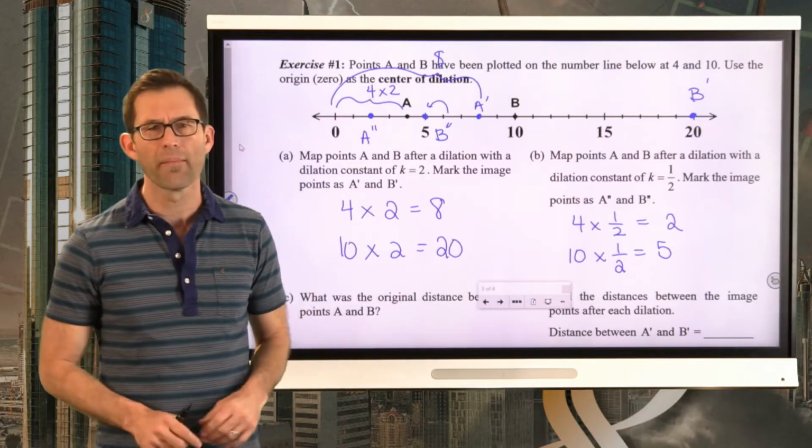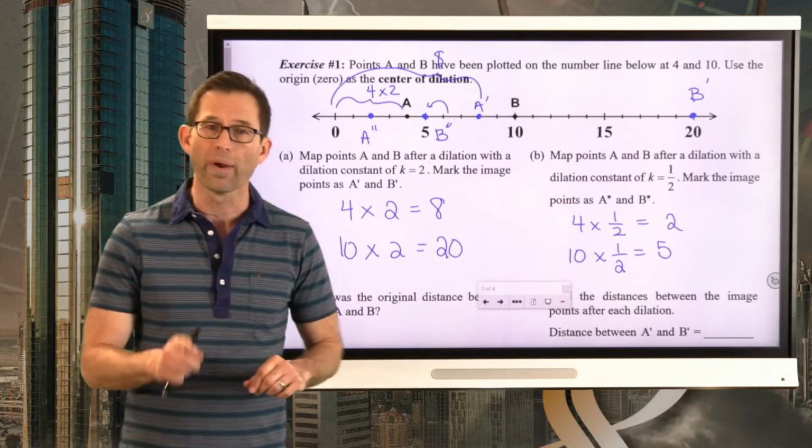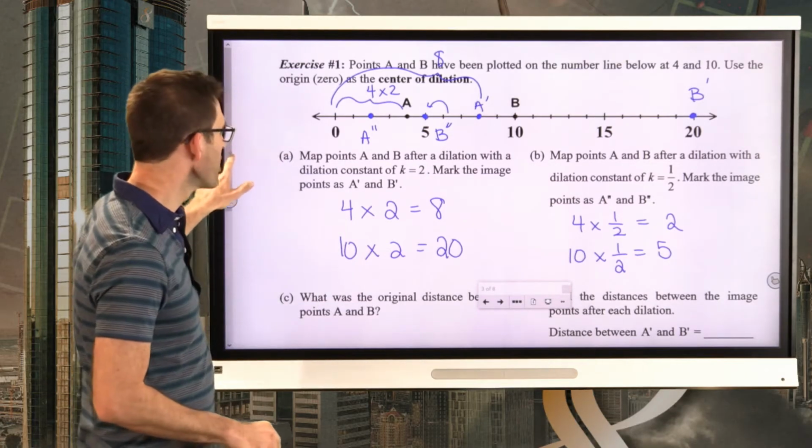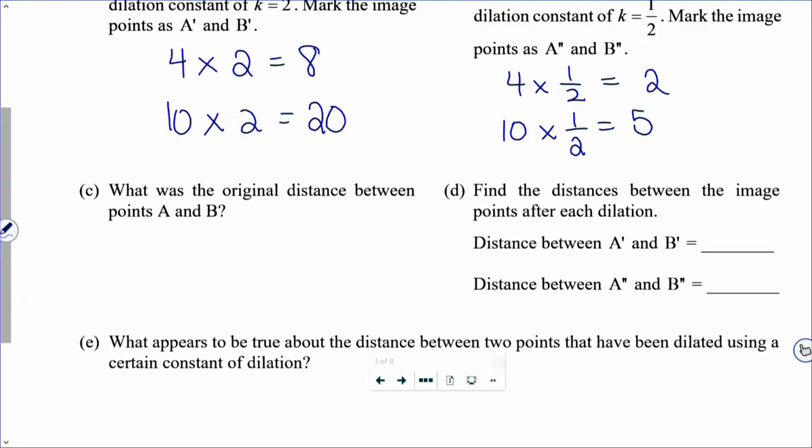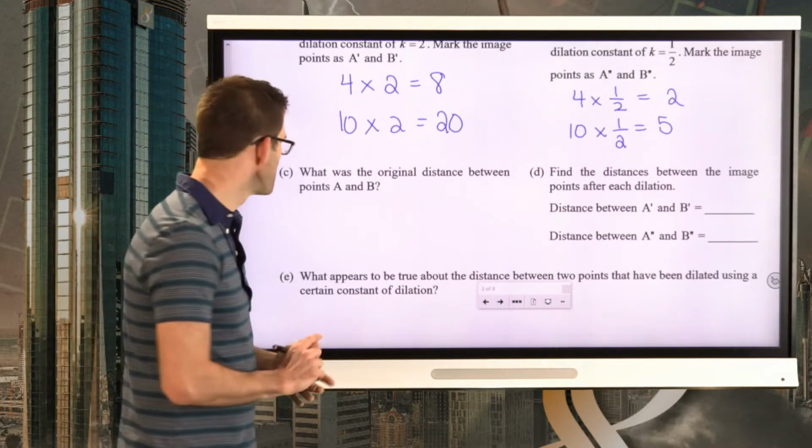Because it seems like they're all about just the individual points. But let's take a look at something that's really kind of cool about dilations. Letter C. What was the original distance between points A and B? This is very, very easy. Let's just do this together.